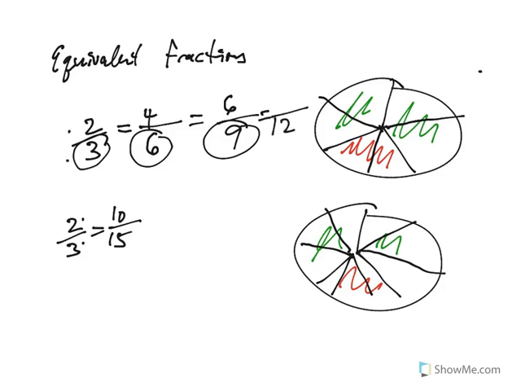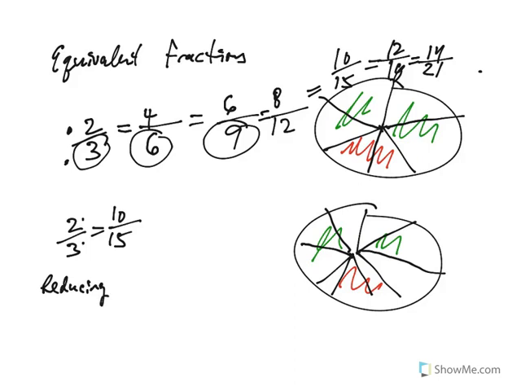Because when I multiply both by 4, it's like I'm taking the whole pizza and cutting each slice up into 4 slices. Or multiply both by 5, or multiply both by 6, or multiply both by 7. I won't keep going with it. So I can get equivalent fractions by multiplying the numerator and denominator by the same number. Now you can sometimes do what's called reducing fractions.